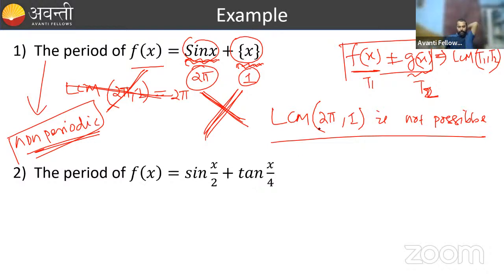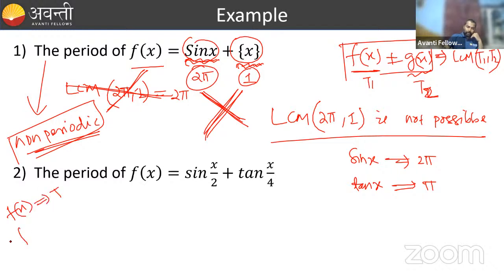Okay, so we know what is the period of sin x. The period of sin x is 2 pi. What is the period of tan x? The period of tan x is pi, right? So we know if f of x is a periodic function which has the period T, then k into f of cx plus d has the period T upon the mod of the coefficient of x, right?